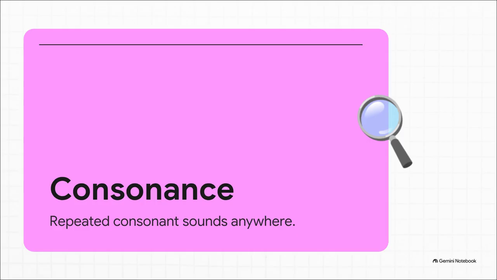Then we have consonance. This is the repetition of consonant sounds anywhere in the words, so that's beginning, middle, or end. Look at these words, break, strike, talk. Hear how sharply I have to hit those hard K sounds? It's completely different from the soft initial flow of the W in our alliteration example, right? Consonance gives your poetry a highly textured, sometimes very percussive backbone.